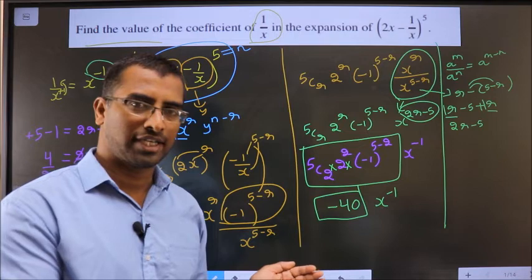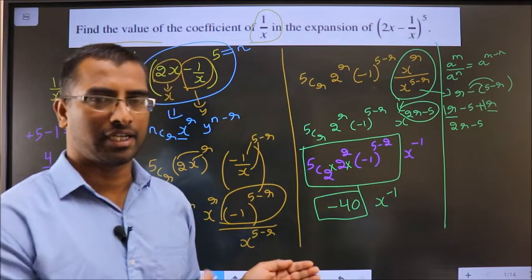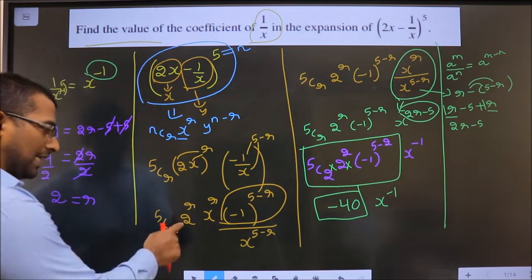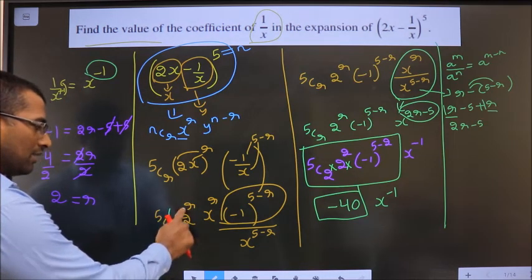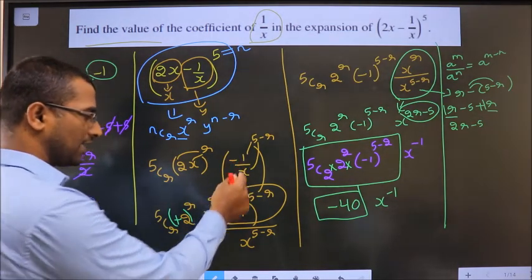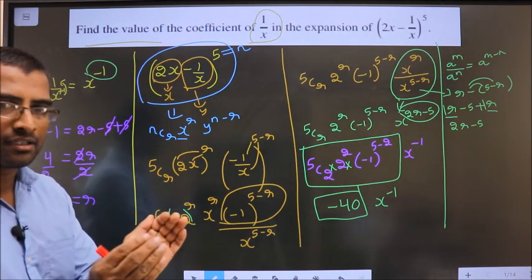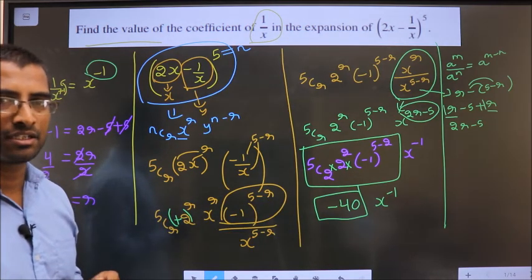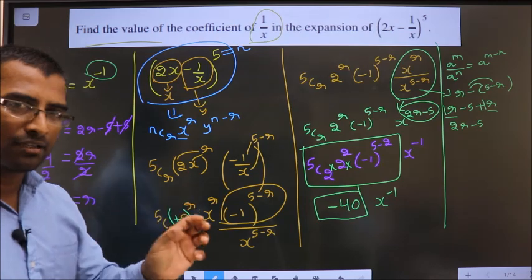Coefficient of x power minus 1 means whatever the number before that. And also, if here it is plus, I don't need to put a bracket, but for the negative sign, it should be kept in a bracket. Otherwise, there will be a change of sign in the answer. Clear? For the negative, put a bracket.